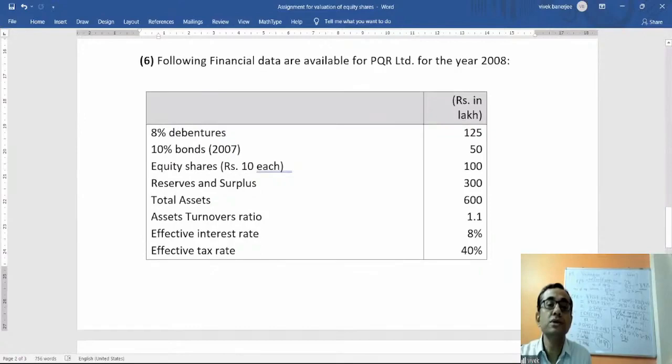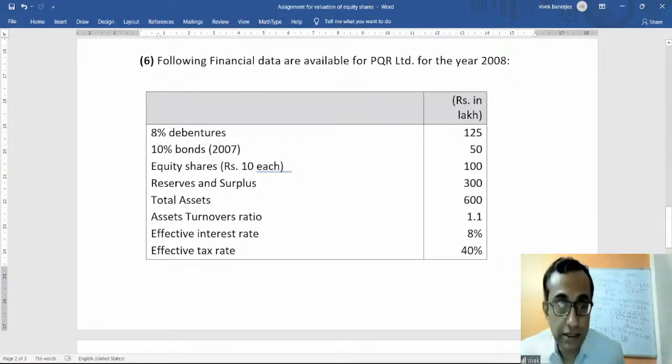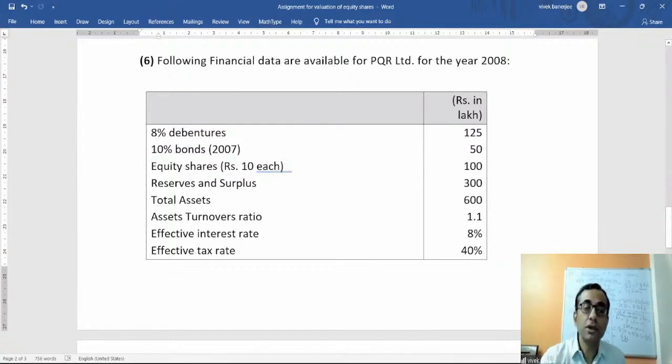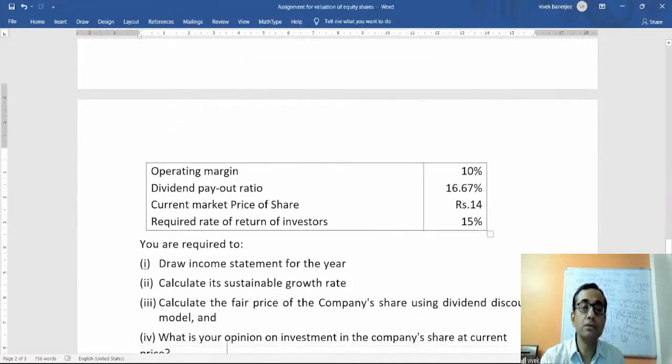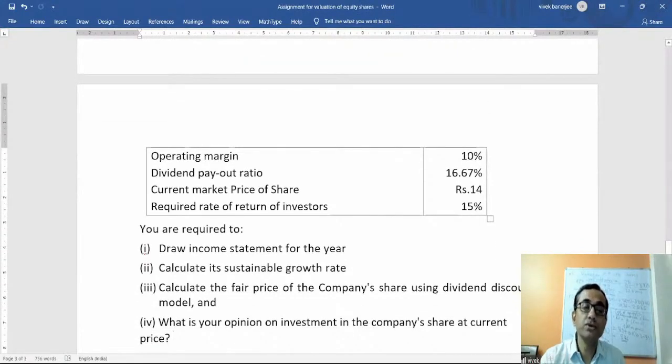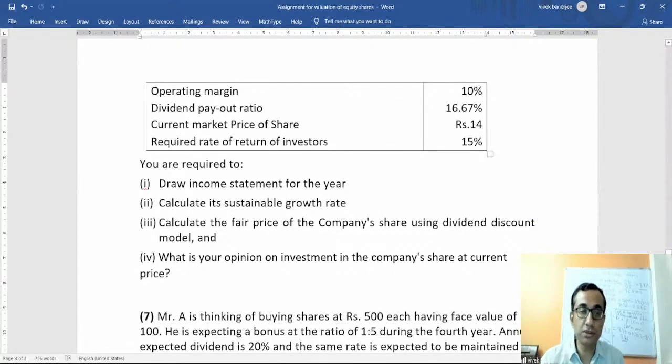Now come to question number 6. In question number 6, various figures are given. That is 8% debenture is given, bonds are given, equity share capital is given, reserves and surplus, total assets turnover, effective interest rate, effective tax rate, operating margin, dividend payout ratio, current market price, and required rate of return. These figures are given in the question.